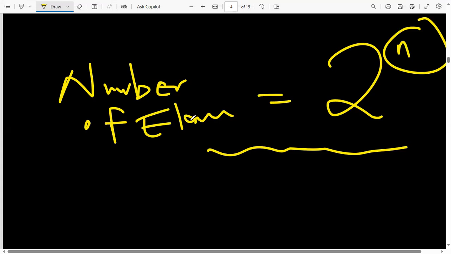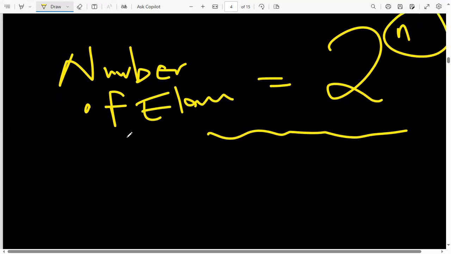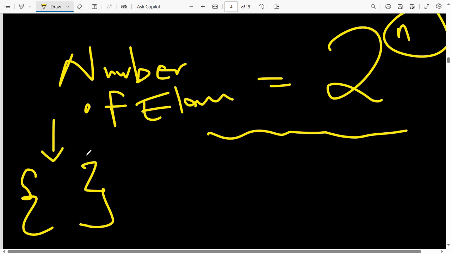So after I've said this, I have a very nice question. If I have an empty set like this, how many subsets will this have?